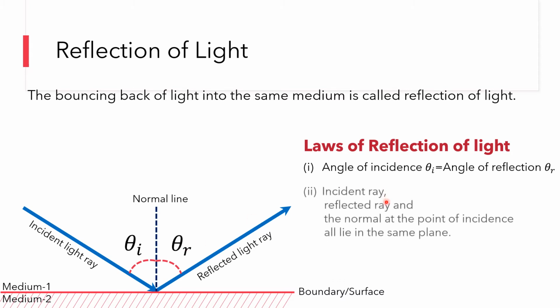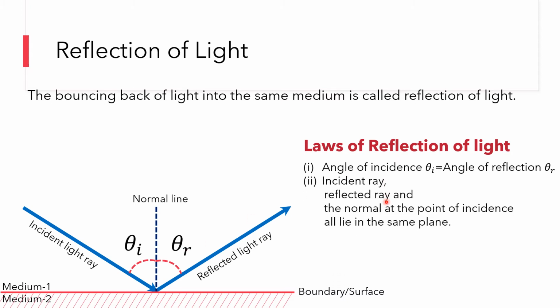It also follows one more law, that is the incident light ray, the reflected light ray, and the normal line lie in the same plane. This is not a light ray, this is just a normal line, an imaginary line. So these three things lie in the same plane. So this is the second law.